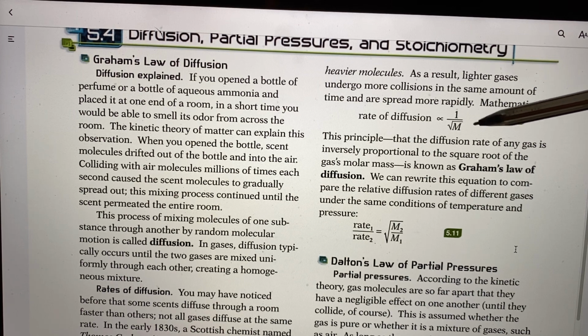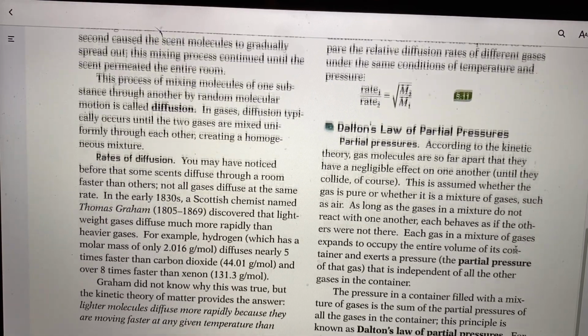Molar mass has to do with what? It has to do with the atoms and molecules, doesn't it? So this is known as Graham's law of diffusion. Just knowing that, basically, you need to know that. They're probably not going to give you any equations where you have to do the 1 over the square root of molar mass at this point.